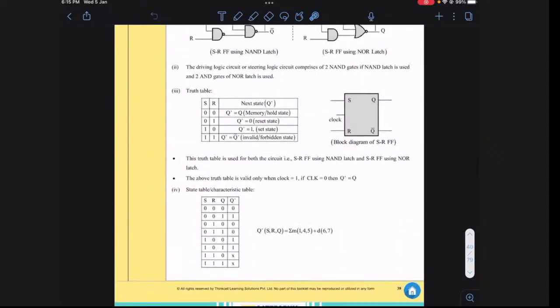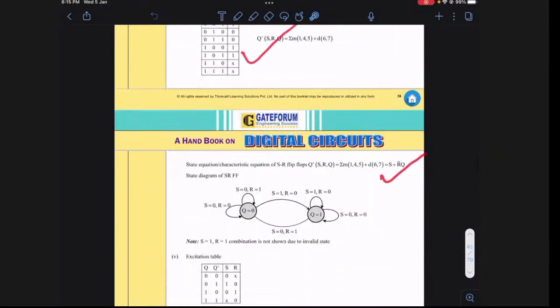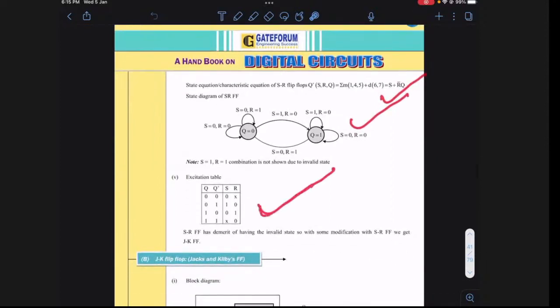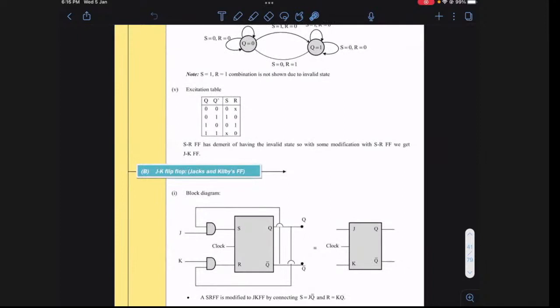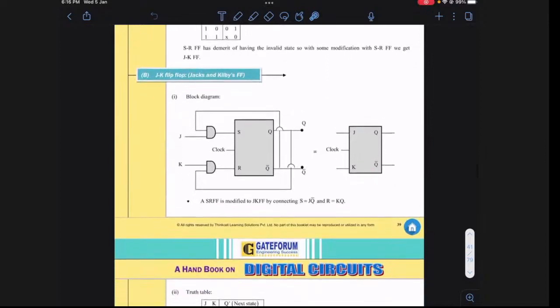Okay. So like this, we have the truth table, the state table, the state equation, the state diagram, and this is the excitation table. In the theory, you must have learned how to derive the excitation table from the state table. So next is the JK flip-flop.